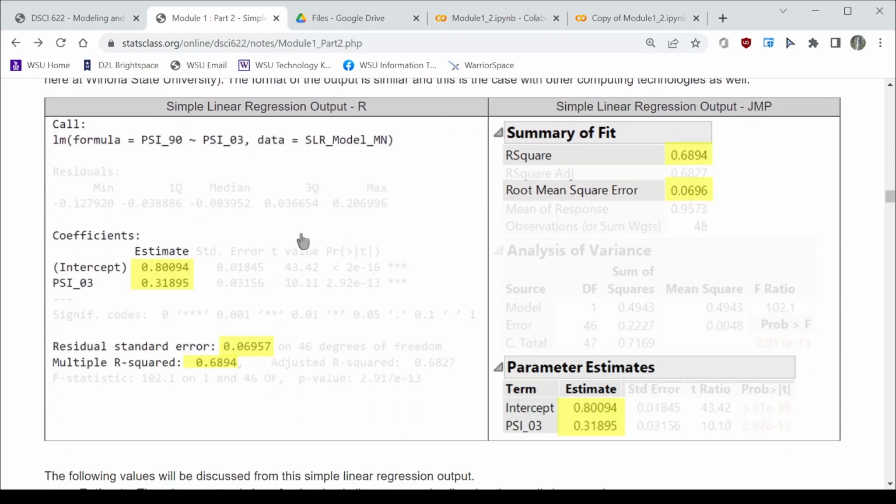Here's what the simple linear regression output looks like in R. And then here's what the simple linear regression output looks like in JMP. JMP is a statistical software package that we use extensively here at Winona State University. So I'm just showing you that for comparison. Now the output here is very similar. So I have output under estimates. I have things called R squared. And then I have quantities like the root mean square error, or R calls that the residual standard error. So the four values that I have highlighted here will be discussed in detail.